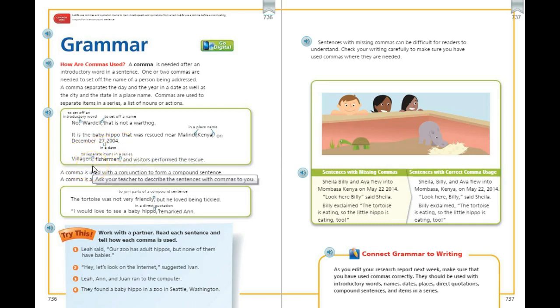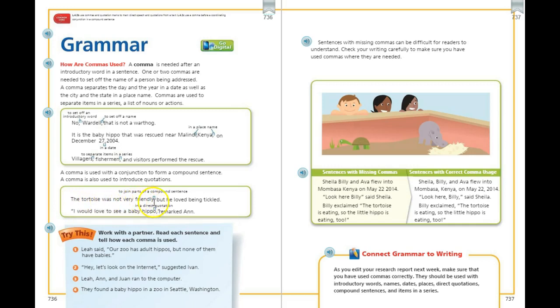Okay, here we have items in a series. We have villagers, comma, fishermen, comma, and visitors performed the rescue. Okay, so these are examples of those ways to use a comma. A comma is used with a conjunction to form a compound sentence. It's also used to introduce quotations. So here it is to join parts of a compound sentence.